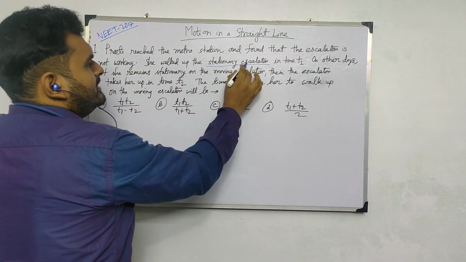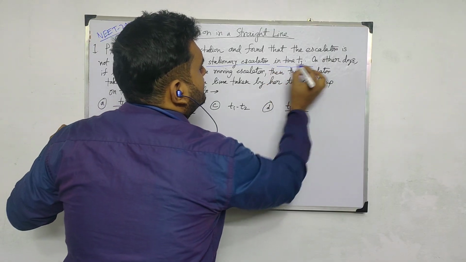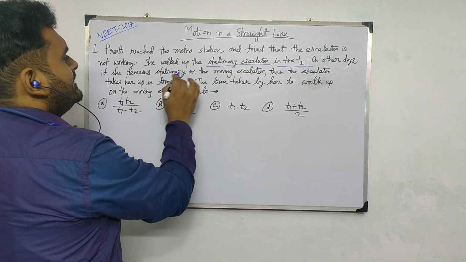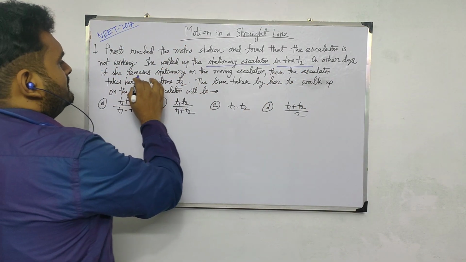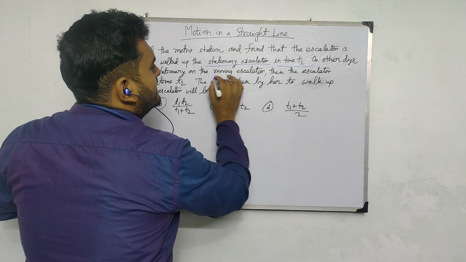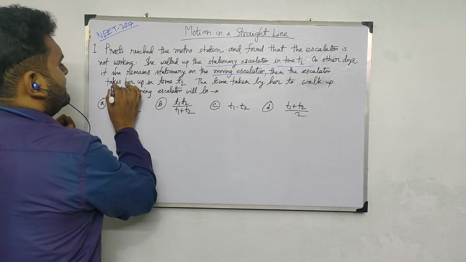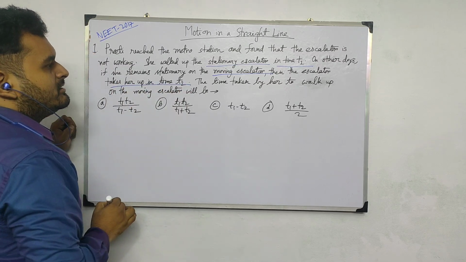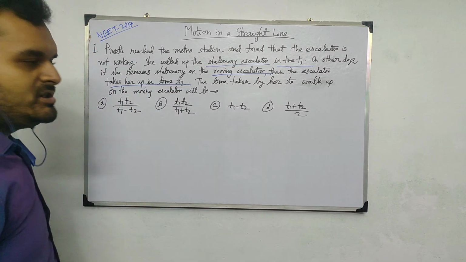So she walked up the stationary escalator in time t1, and if she remains stationary on the moving escalator, then the moving escalator takes time t2, right? So let's solve the question.